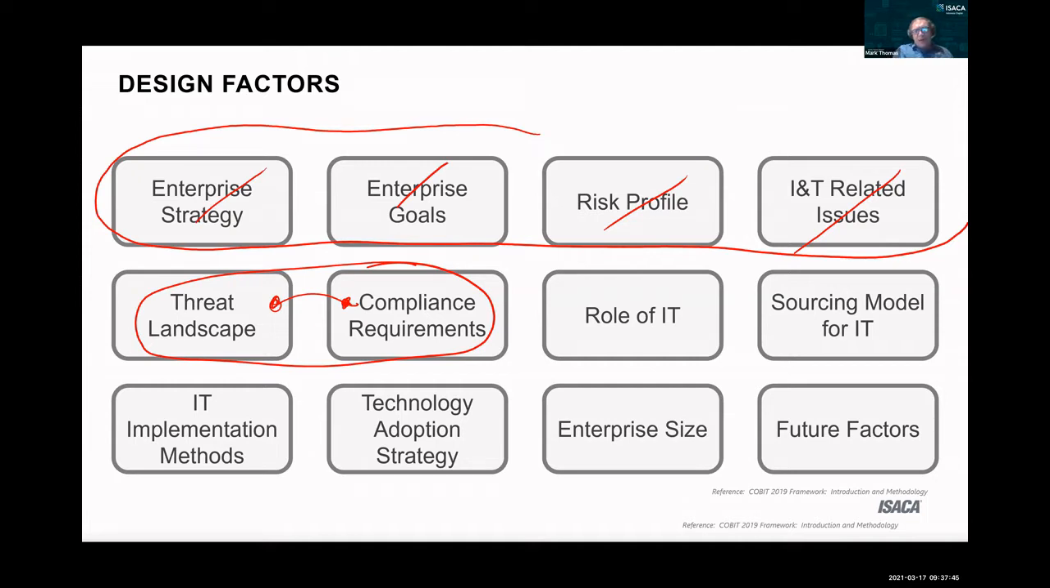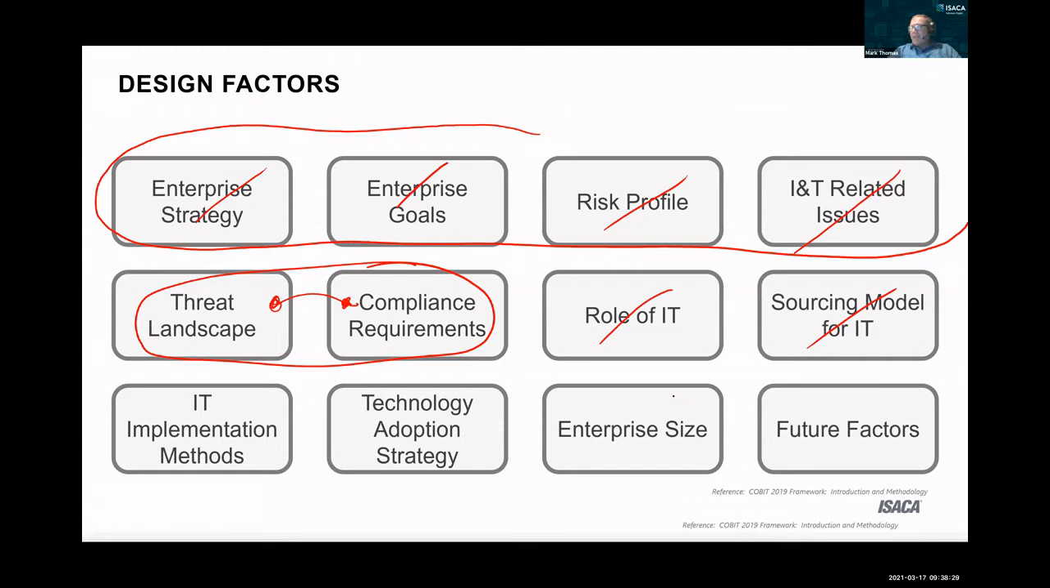So threat landscape says, all right, what's the general level of threat we have? Again, that could be different based on the company. If you manufacture bicycles, your threat landscape is going to be completely different than if your company is creating a serum for coronavirus. See what I'm saying? And compliance requirements generally are aligned with your threat landscape there. We have role of IT that says, hey, is IT an order taker? Do we see IT as a cost center, or is IT a strategic enabler for us?